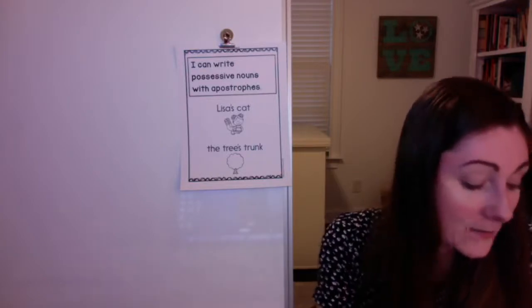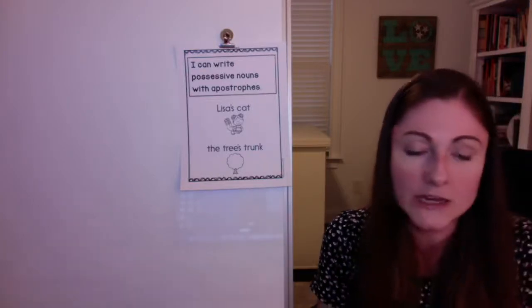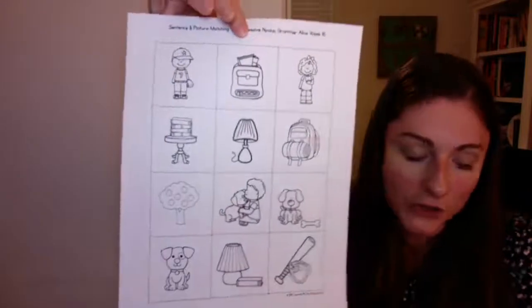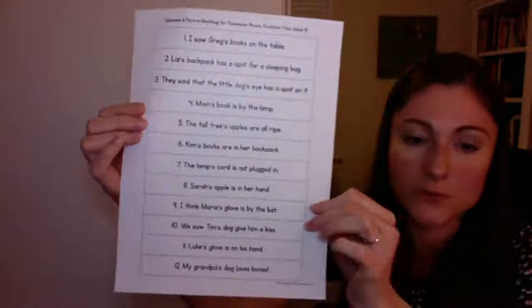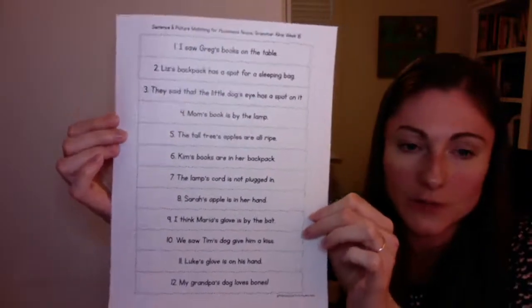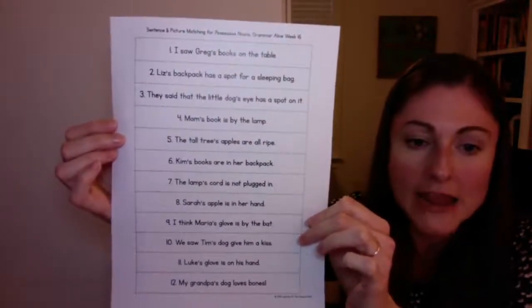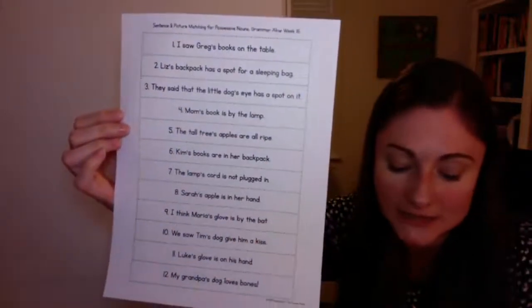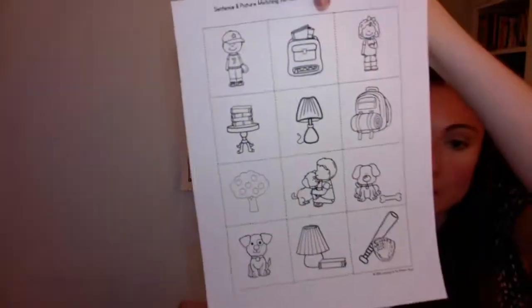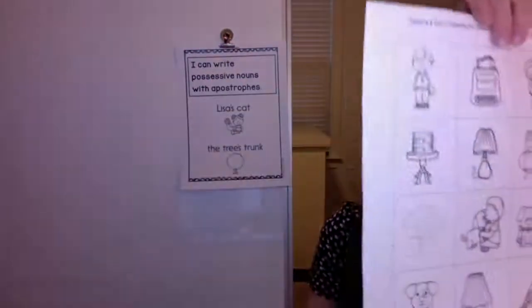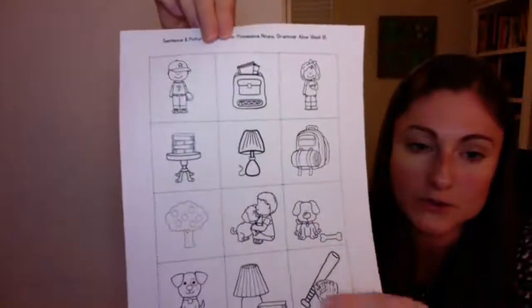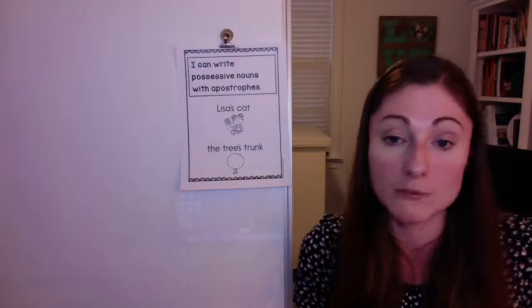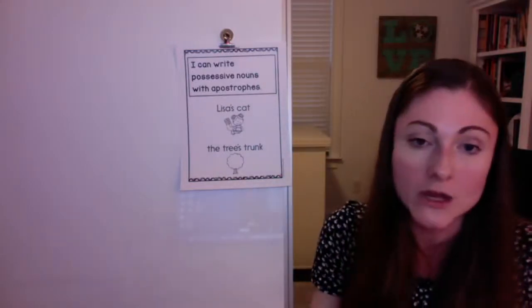An independent activity that I like to have the kids do is to match pictures to sentences. These are written so that second graders should be able to read them, most second graders. They have to cut apart these sentences and then match them to the pictures. For example, it says, I saw Greg's books on the table, and then they have to find the picture of the books on the table and match them. It could just be something where they're moving them around on the table, or they glue them down, totally up to you.